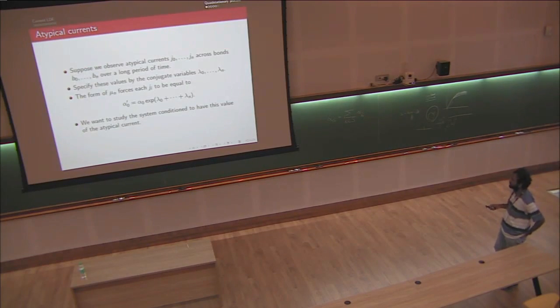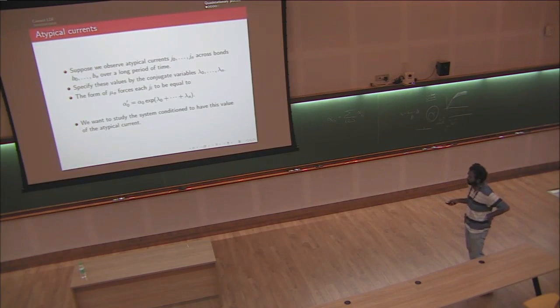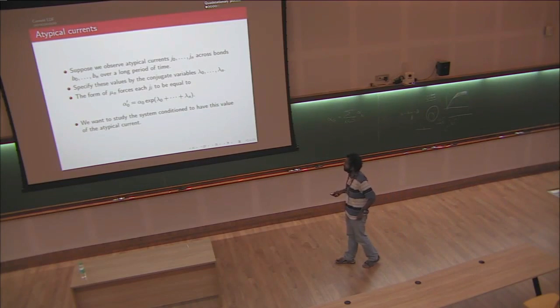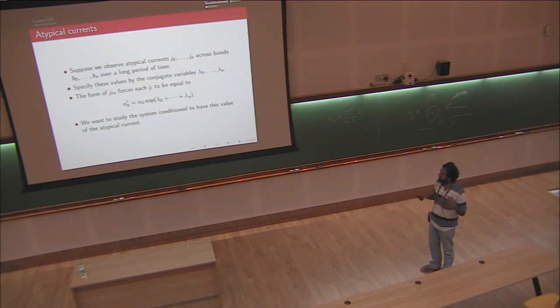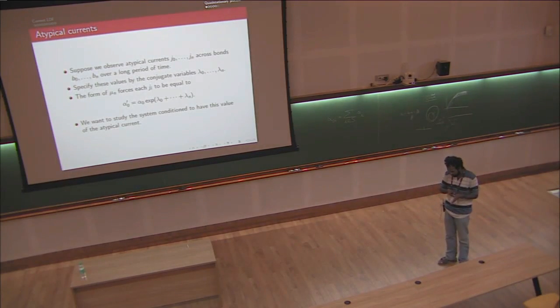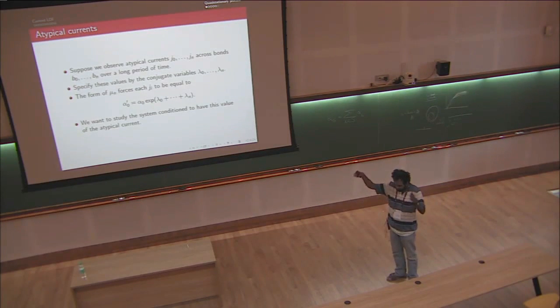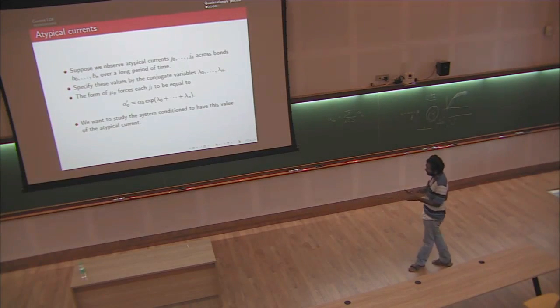Okay, so this is the first result. But there's something nicer that happens, which is that I can say something about what is called the quasi-stationary distribution. So suppose you're looking at the system and you measure some atypical currents J0, J1, and so on up to Jn. At some time you do this experiment, you wait, before it has reached stationarity, you mark these guys and you calculate these integrated currents, and there are some numbers J0, J1 up to Jn over some time frame.